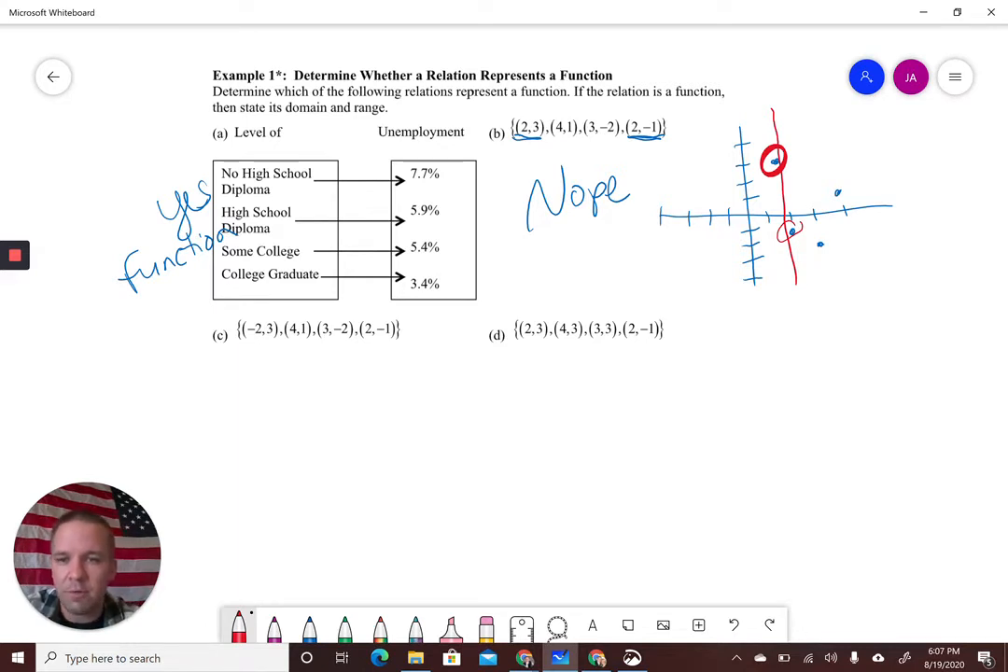So it's another way of looking at that. Now, the other 2 problems here will follow suit. We've got no repeating x's here, so that's another way of looking at it. If you're looking at ordered pairs, no repeating x's, I'm not going to have an x mapping onto two different numbers. So this one is a yes.